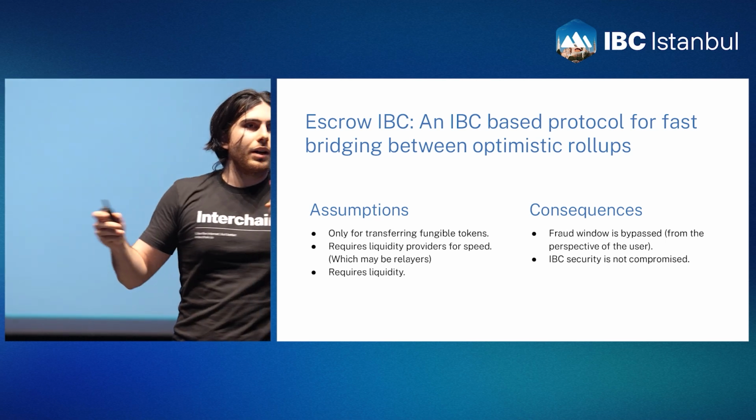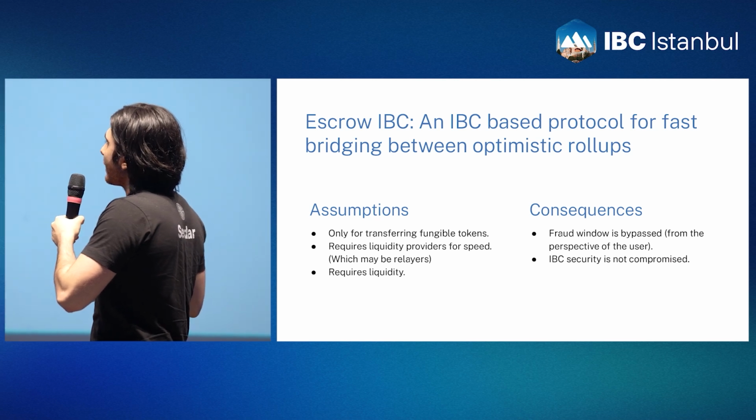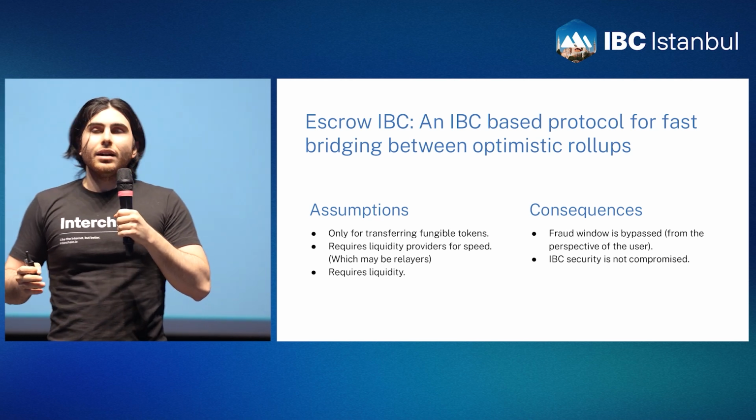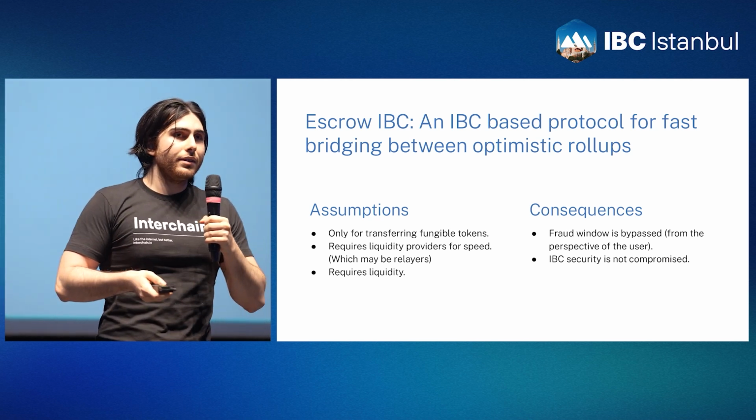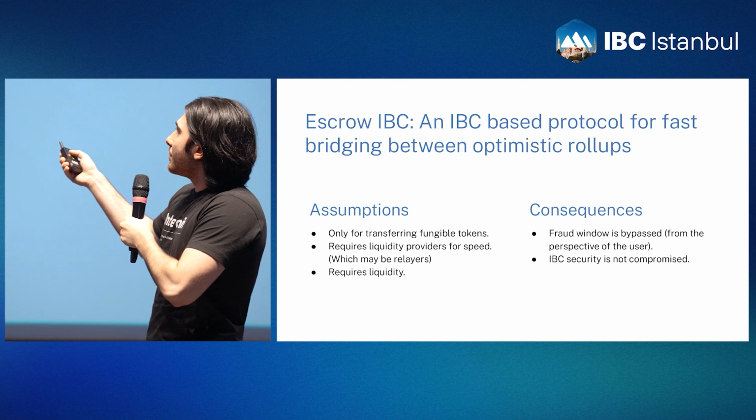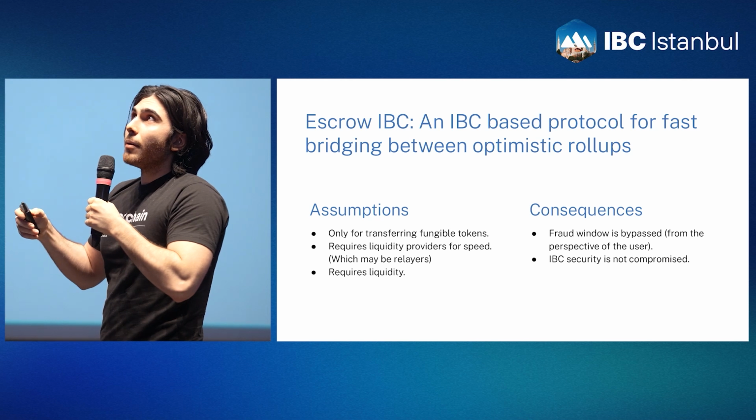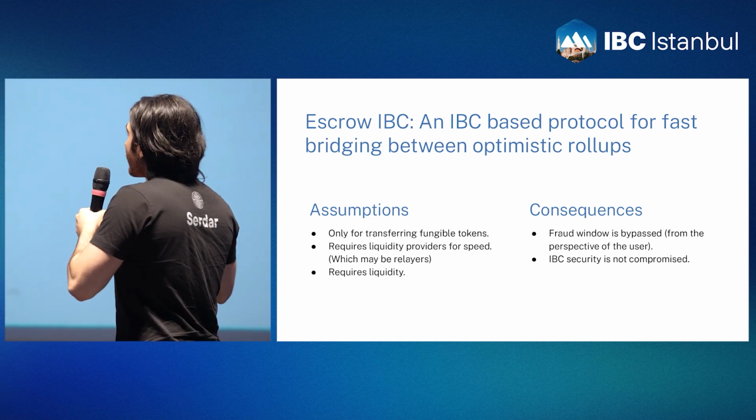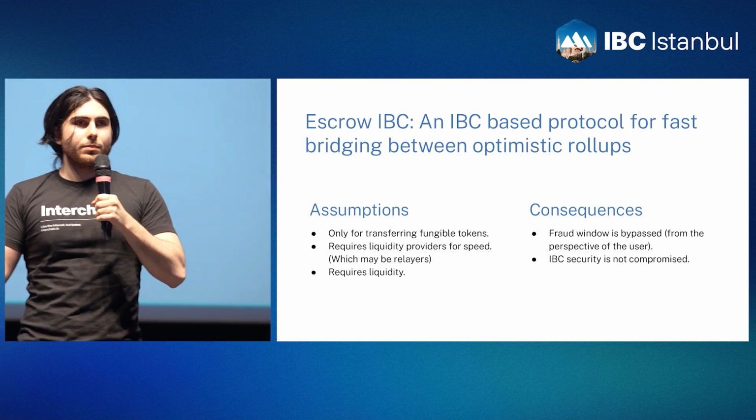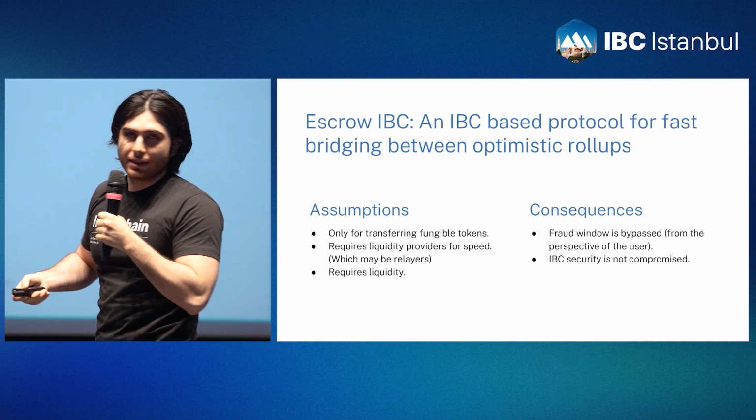So before I explain what it is, again, I want to state the assumptions and the consequences of this. So the first assumption we have is that we are dealing with the transfer application. So this escrow IBC model is only built for fungible tokens. And for other kinds of IBC applications, we need to have other mechanisms to bypass the fraud window. Yeah, this also requires liquidity providers on both chains, on the chain that the rollup is communicating to, in order to bypass the fraud window. Because we can't really bypass the fraud window. As we'll see, what we can do is move the risk to somewhere else. And yeah, it requires liquidity, and I will get to what that means as well.